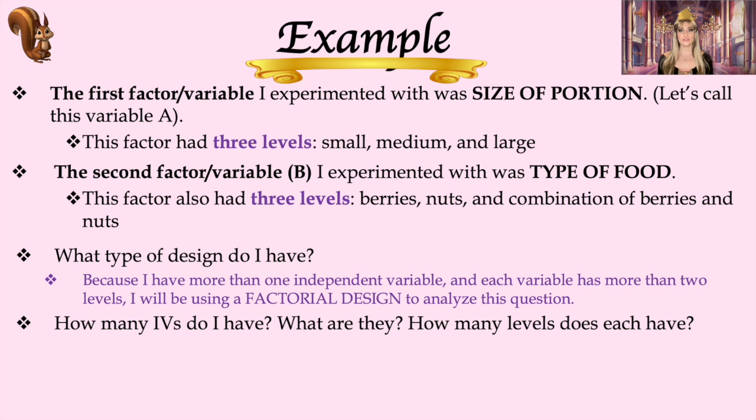Well, I know that I have 2 independent variables. The first one is the size of the portion, and the second one is the type of food. The size of portion variable has 3 levels, small, medium, and large. And the type of food also has 3 levels. So if I consider the levels of one variable by the levels of the other variable, I would call that a 3 by 3 design.